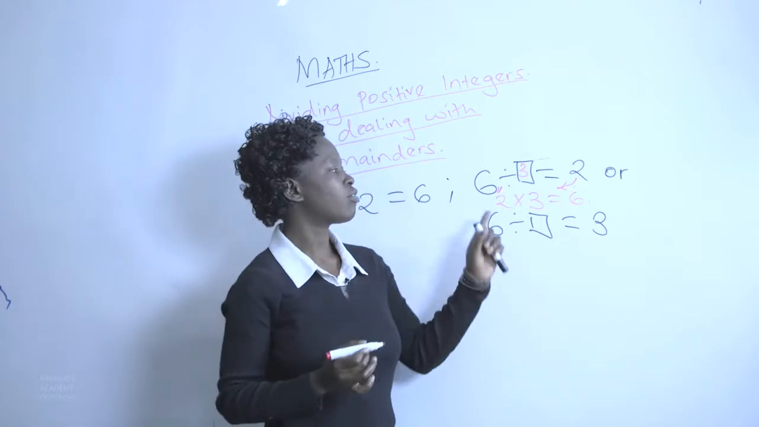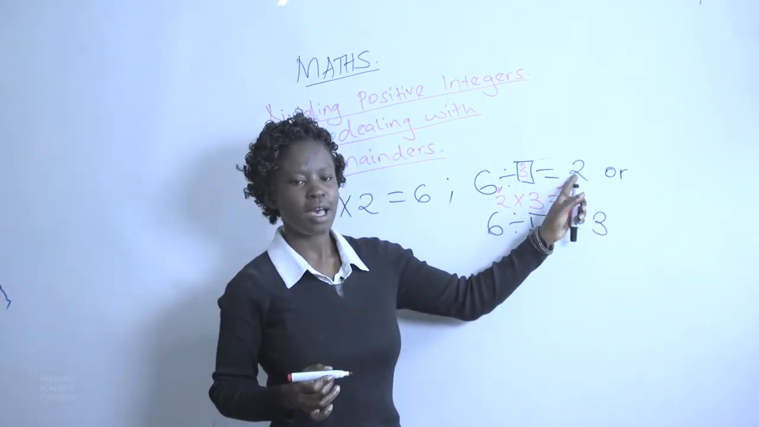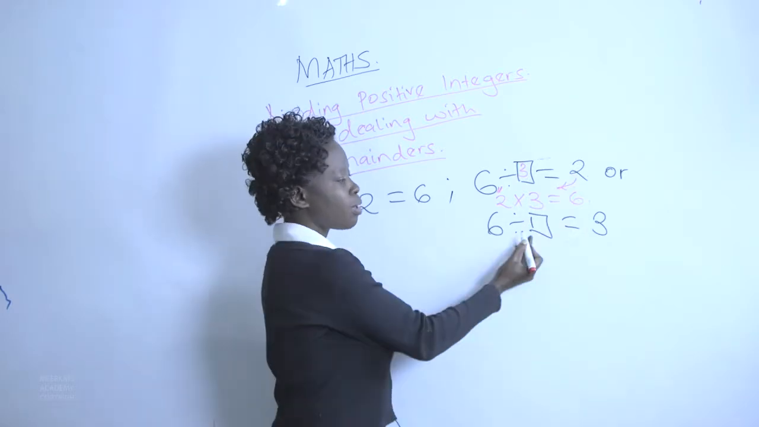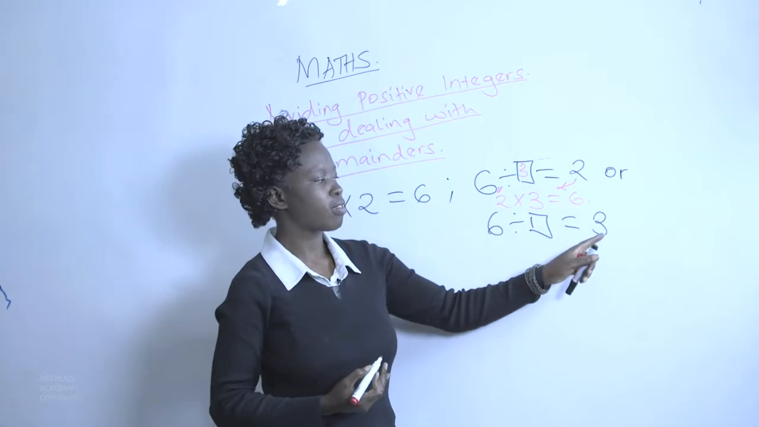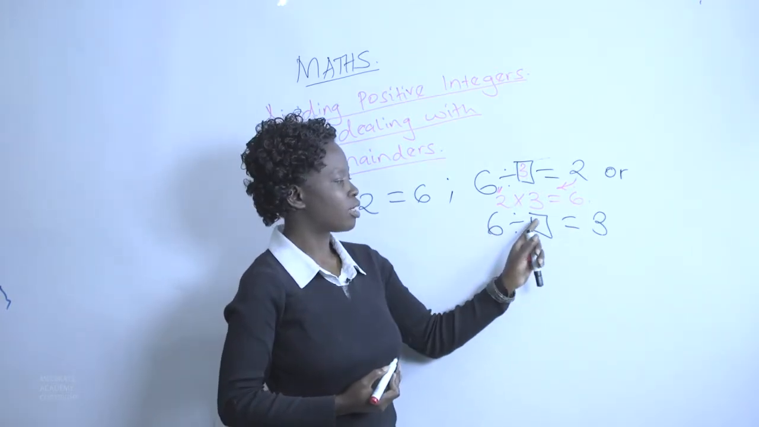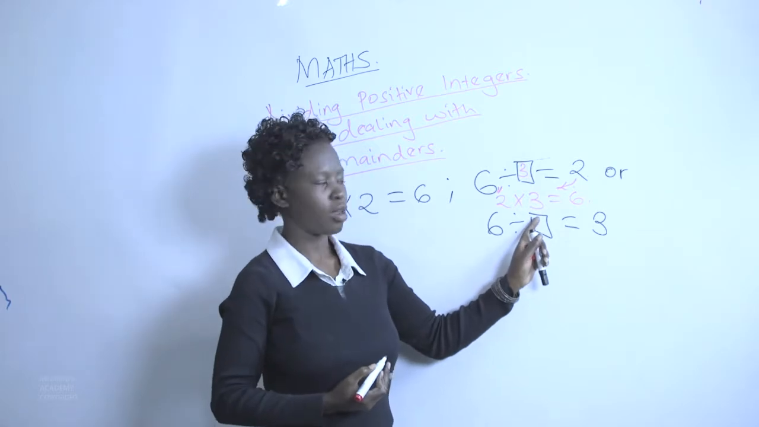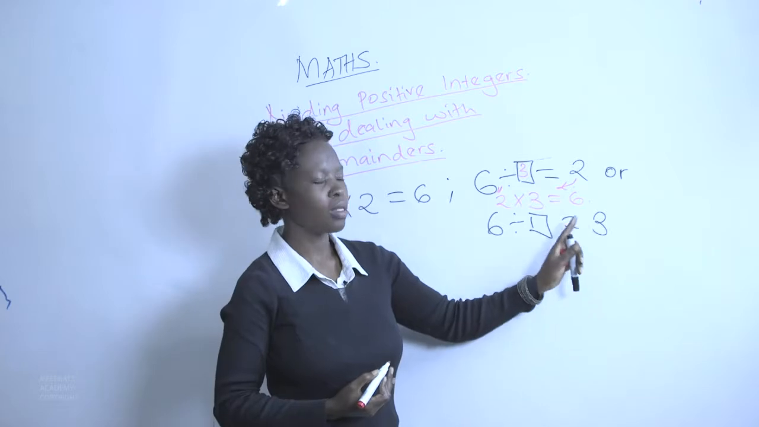So that if I'm having 6 divided by 3, it will give me the answer 2. The same thing is happening at this point. I'm having here the answer as 3. Then my question is, what is this digit that is missing at this given point, such that if I have 6 divided by the digit, it will give me 3.